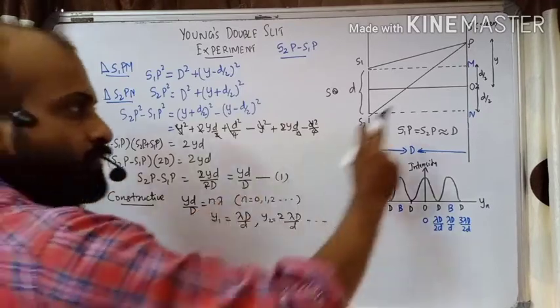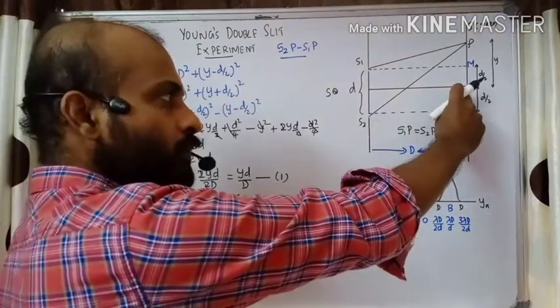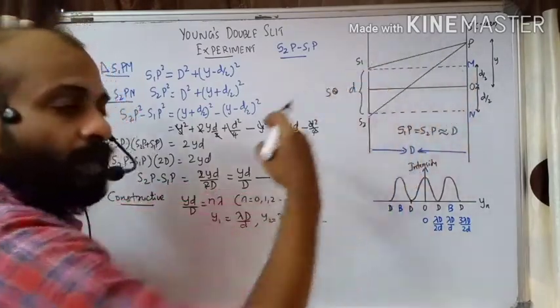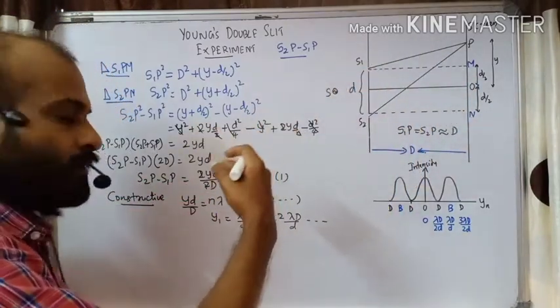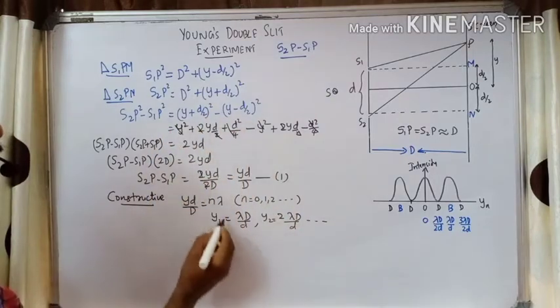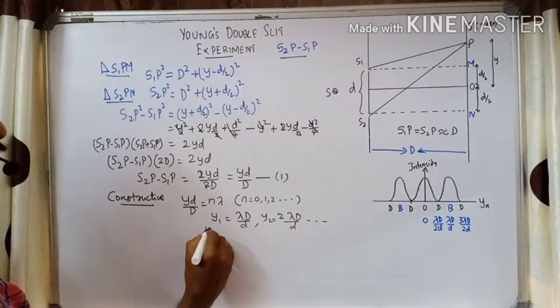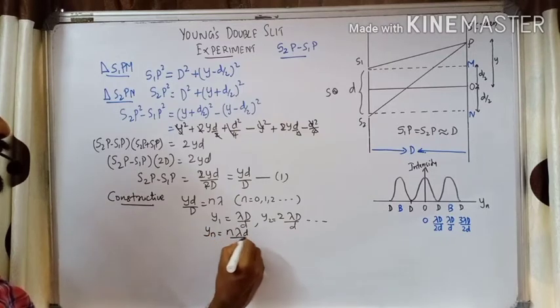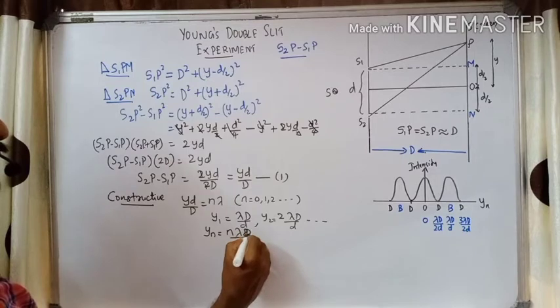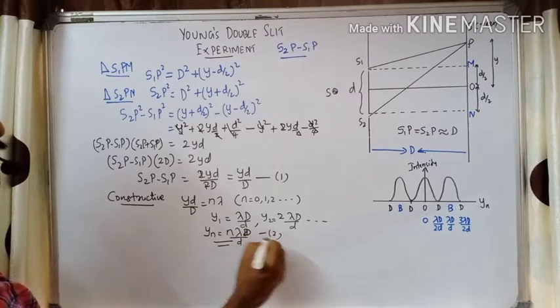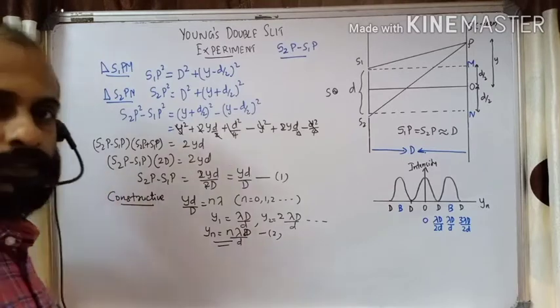For the central bright band we are not considering, it's already a bright band here. Then when n is equal to 1, we will get the first bright band after the central bright band. Then the second bright band and so on. So generally we can write yn is equal to n lambda capital D by small d. This is equation number 2, the condition for constructive interference.